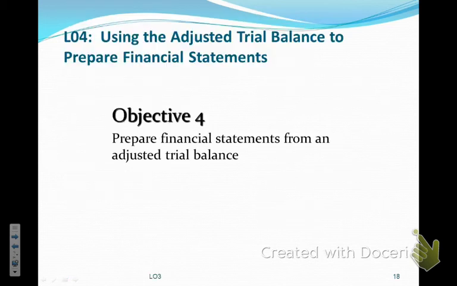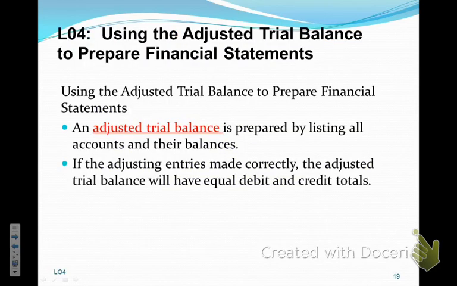Now let's move on to Objective 4, which is to prepare financial statements from the adjusted trial balance. Now that we've done the adjusting entries, we can prepare that adjusted trial balance and then prepare our financial statements. So we use the adjusted trial balance because it's a listing of all the accounts and their balances after all adjustments have been made. And again, just like with the original trial balance, all debits should equal credits after all of the adjustments are made.